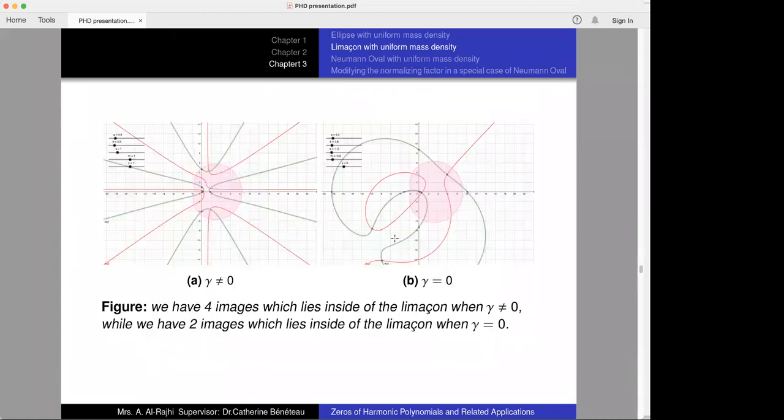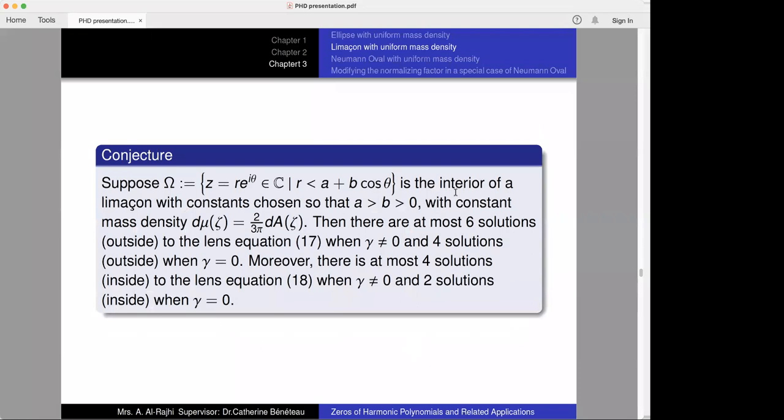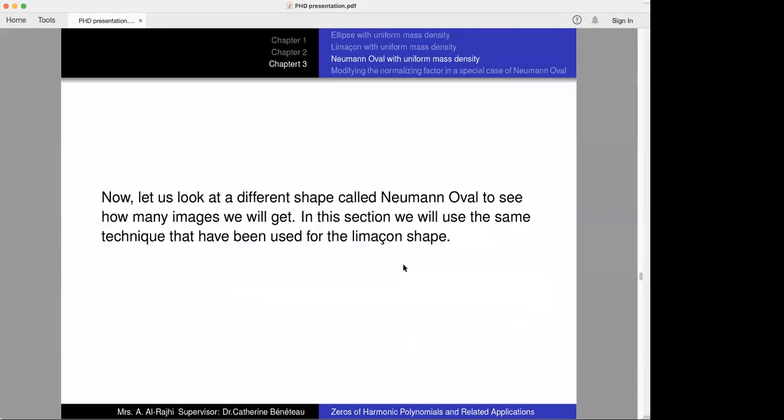For equation 18, which studies z inside the domain, we will have 4 solutions when gamma is not 0, while we have 2 solutions when gamma is 0. So we wrote this conjecture: for equation 17, the lens equation, we will have at most 6 solutions when gamma is not 0 and at most 4 when gamma is 0. Moreover, there are at most 4 solutions inside our domain when gamma is not 0 and 2 inside the domain when gamma is 0. Now we will look at a different lens, which is the Neumann oval.